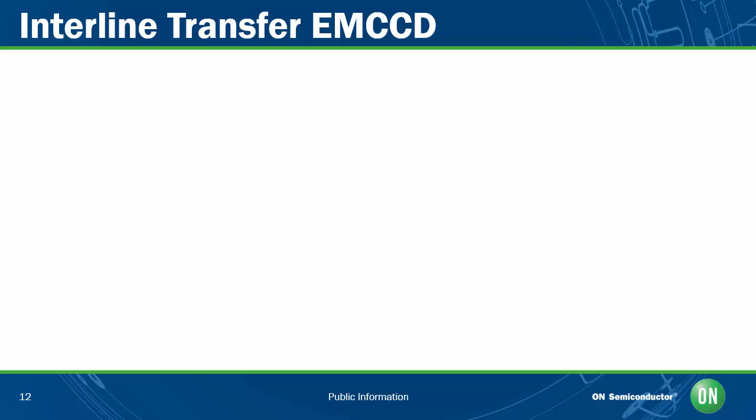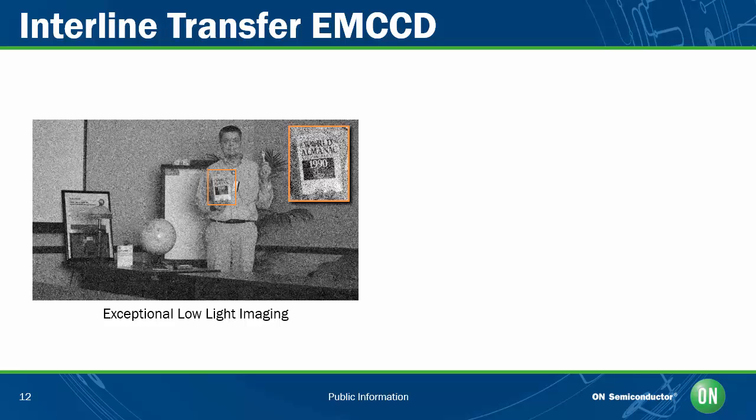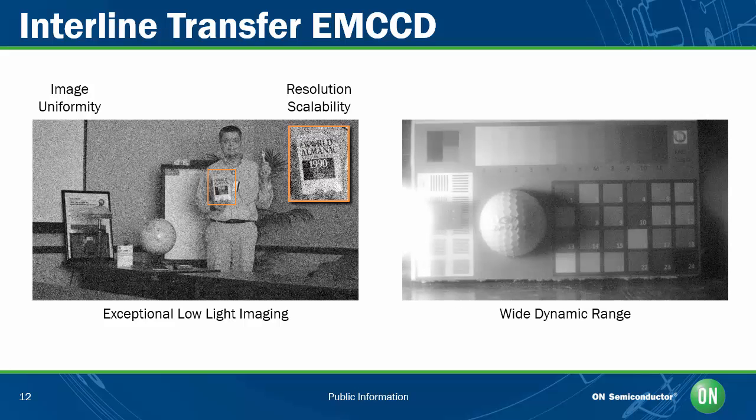When they're combined in this manner, Interline Transfer EMCCD technology provides a combination of features that really is unmatched by any single imaging technology. The EM register enables exceptional low light imaging, capturing information in scenes that are illuminated at light levels well below 1 lux. The Interline Transfer CCD design provides high image uniformity as well as an architecture that's easily scalable to high resolution or to color imaging. And the Intra-Scene switchable gain that's incorporated into the devices provides wide linear dynamic range, up to 92 dB, or a range of 40,000 to 1.